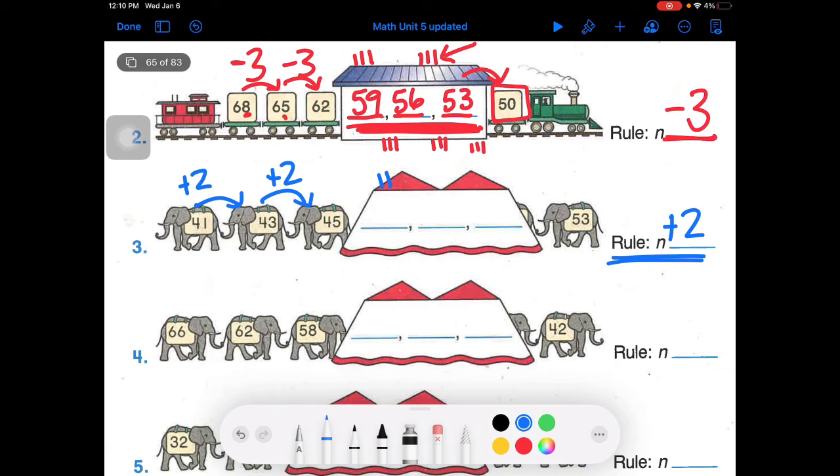45, 46, 47, 48, 49, 50, 51, 52, 53. And yes, I had that right. All my answers should match up.